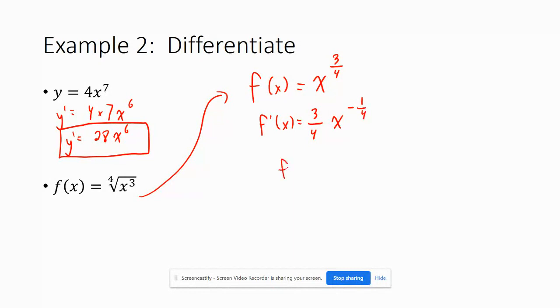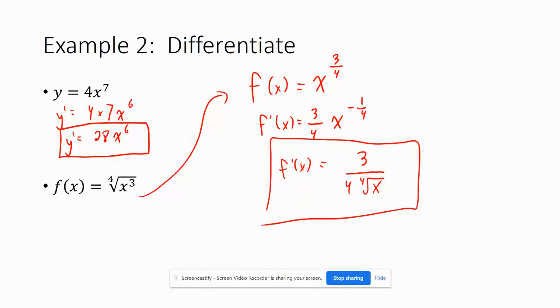Okay, so that means f prime of x equals 3/4 times the fourth root of x. So the negative brings it down to the bottom, and then 1/4 is going to be the same thing as the fourth root. Okay, so this would be our derivative for this guy over here.